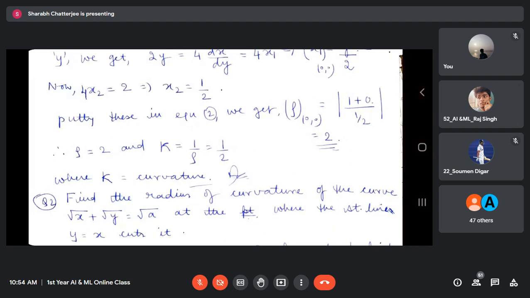Is that okay? So basically, you have to find the curvature of this curve: root x plus root y is equal to root A at the point A by 4, comma A by 4. I told you, the point will always be given to you. They may not give it straightforwardly, but they may change the language of the question. So the point is A by 4, A by 4.